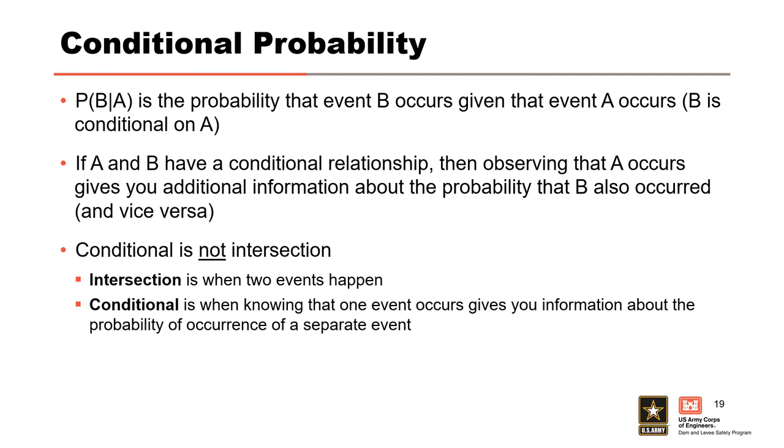If A and B have a conditional relationship, then observing that A occurs gives you additional information about the probability that B also occurred, and vice versa. Intersection is when two events happen at the same time. Conditional is when knowing that one event occurs gives you information about the probability of occurrence of a separate event. An example might be the probability of you going for a walk outside today, which for most people would be conditional on the weather and its forecast. The higher the probability of rain, the lower probability of you going outside for a walk.